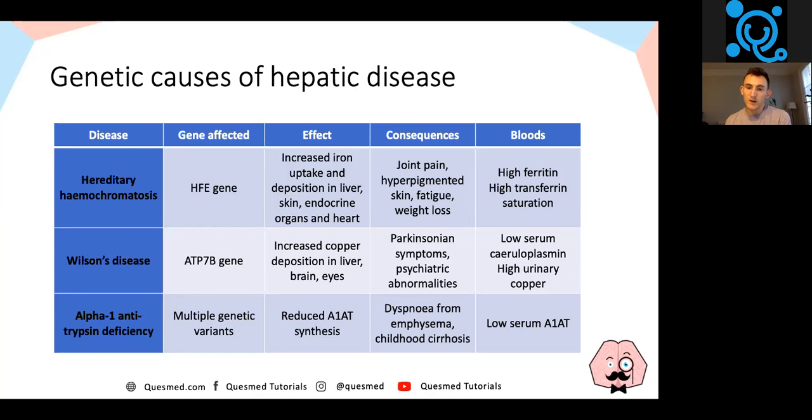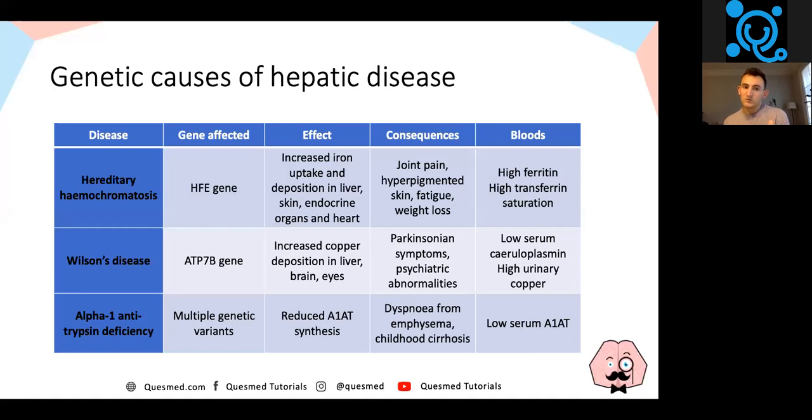the liver, the brain, and the eyes. When you get increased copper in the brain, it usually goes in the basal ganglia, so you get Parkinsonian symptoms, and you can get psychiatric abnormalities as well with that. In the eyes, you see the Kaiser-Fleischer rings. For that one, you do ceruloplasmin, which is low, and you can do a 24-hour urine copper collection, and you would see a high urinary copper level.